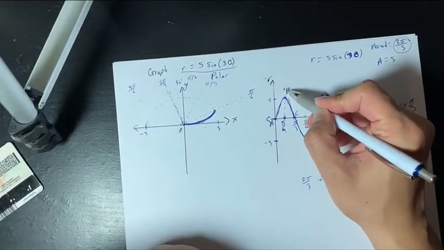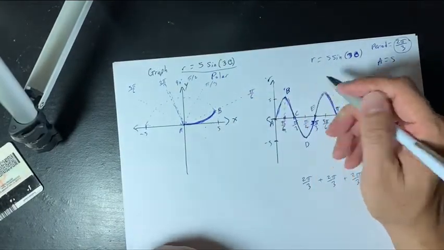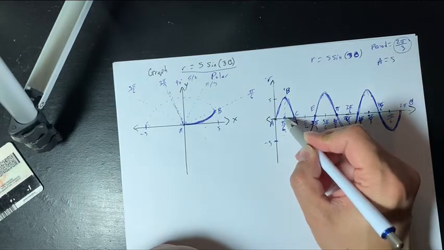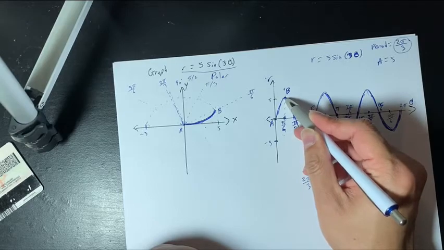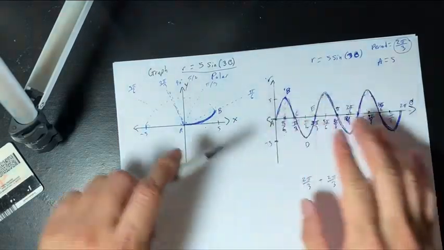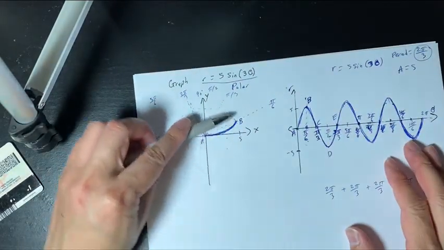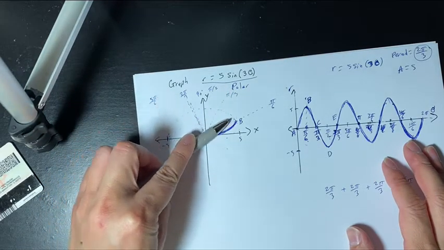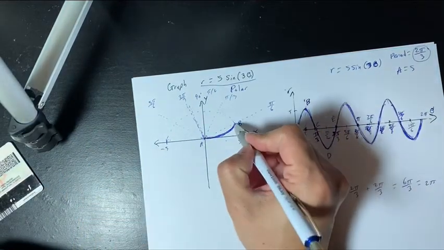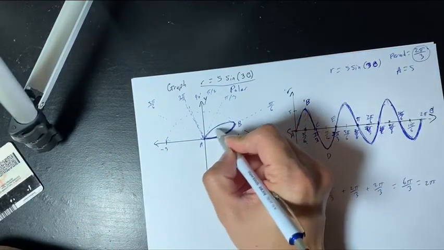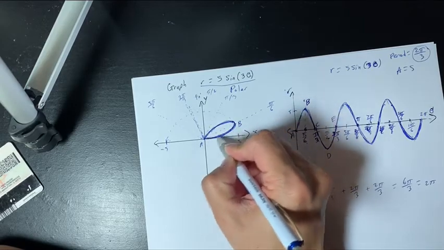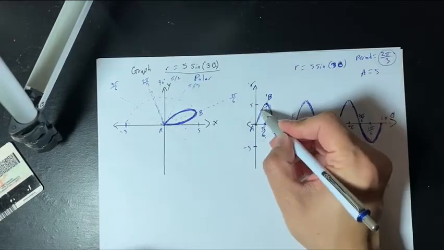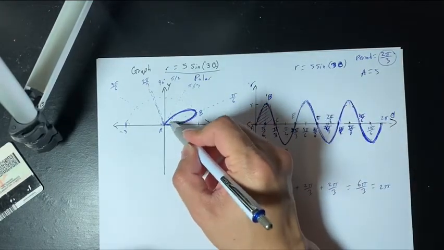Now from B to C, which is pi over 6 to pi over 3, as my angle increases, my radius is now going to go towards 0. So from pi over 6 to pi over 3, as my angle increases to pi over 3, my radius would now decrease back to 0. So my first petal was formed between angle 0 and pi over 3. So this guy corresponds to this guy.